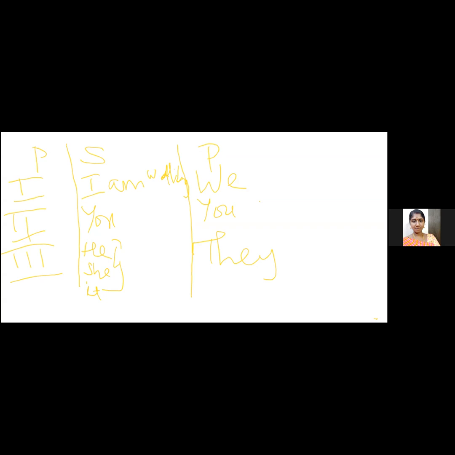So what is the plural form of am? Will is future tense. We are not talking about the future tense. We are talking about the plural form of present continuous. Nirmala miss, use a darker pen. Yellow is not at all seen.